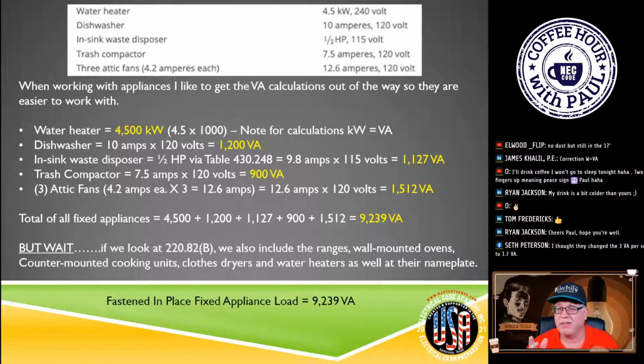Trash compactor. 7.5 amperes is an appliance, comes in standardized sizes. I don't see them anymore, but we'll throw one in the calculation anyway.